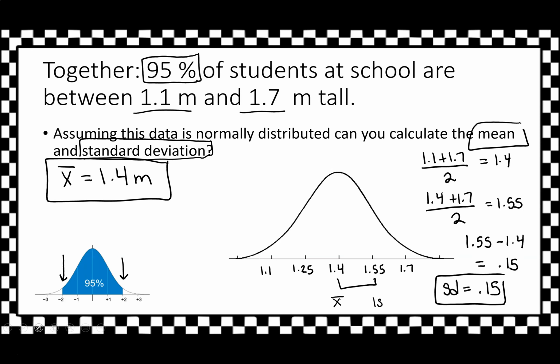I do want to check this. So is it a 0.15 jump here? Yes. How about 1.55 plus 0.15? Is that a 0.15 jump? Yes, it is. Do I subtract 0.15 and get here? Yes, I do. Can I subtract 0.15 and get here? Yes, I do. So it looks like my answer is correct.